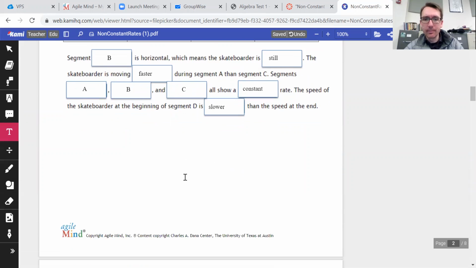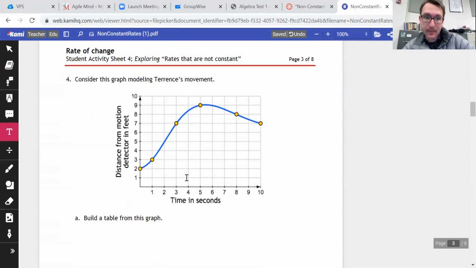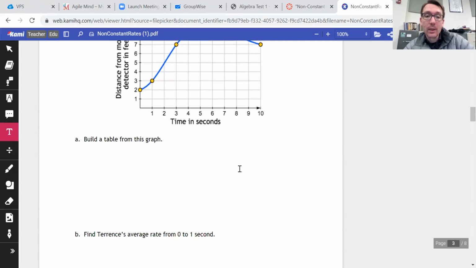That's perfectly okay. Tricky. Consider this graph. Here's Terrence. Oh, that's right, that's the skateboarder's name. Okay, so Terrence starts out 2 feet away, moves away until Terrence is at 9 feet away, and then starts moving back toward until Terrence is 7 feet away. Okay, we're going to consider that.